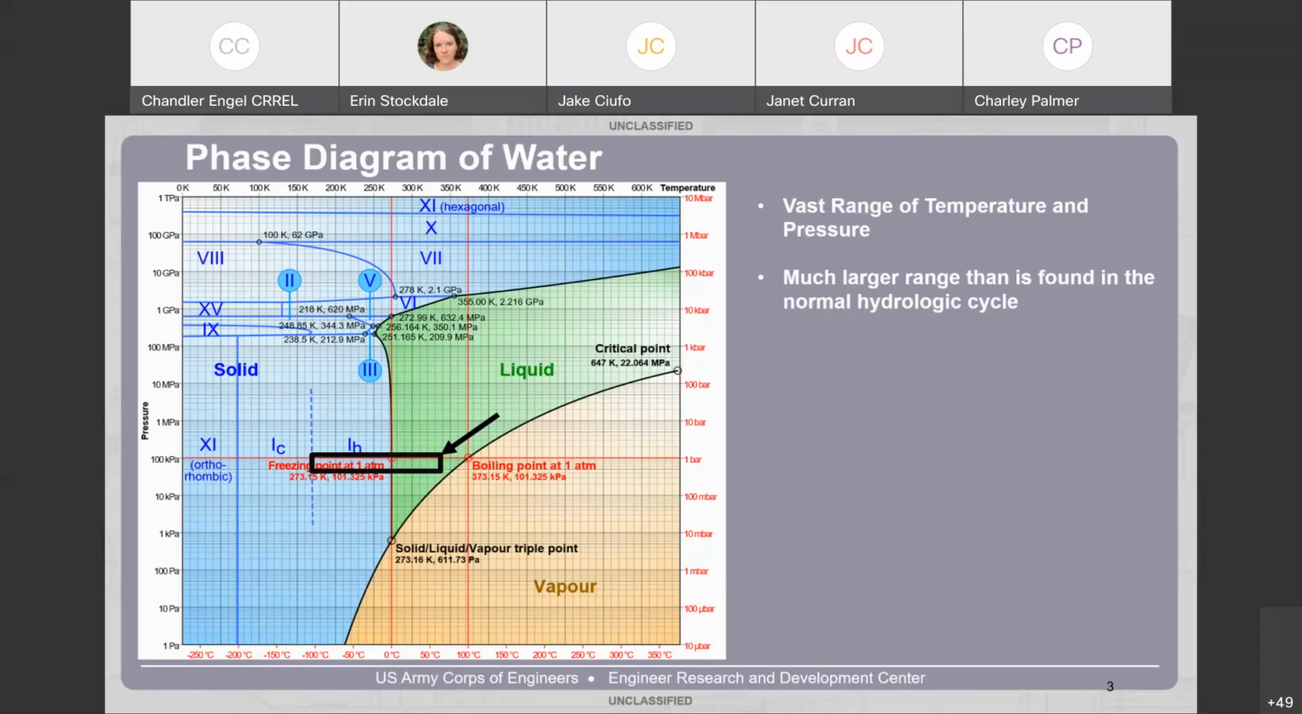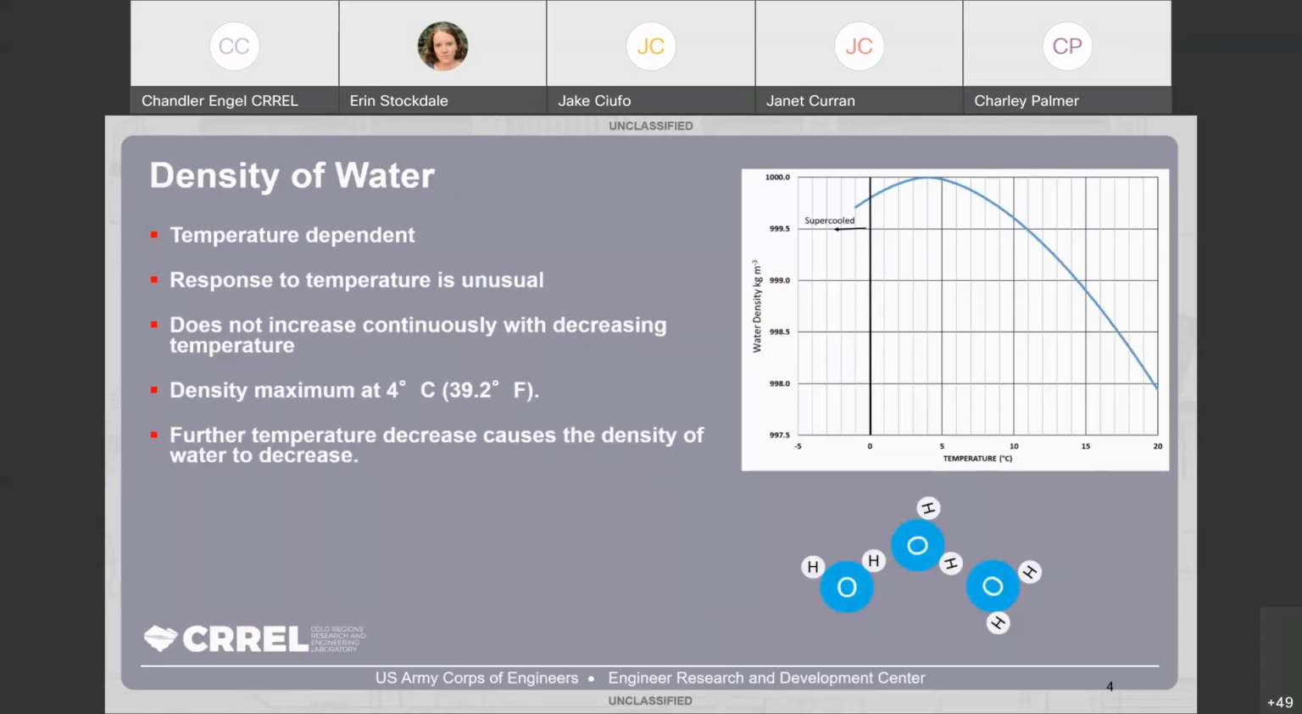In cold regions hydrology, we're primarily concerned with liquid water and what's called ice 1H, the only form of ice that's naturally found on Earth. So there's a big world of water, but we're concerned with a pretty important end of it. Next, we'll move on to the density of water.